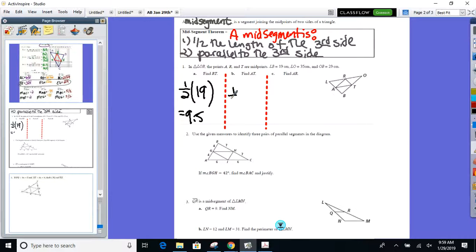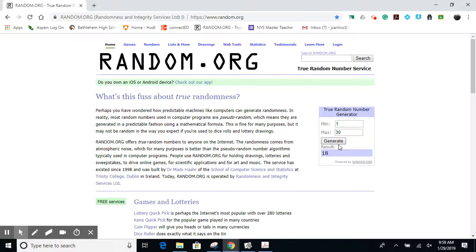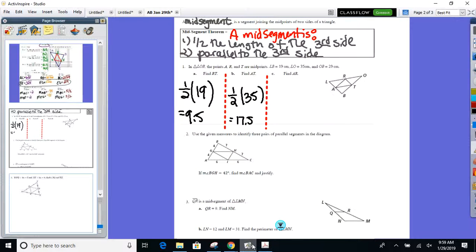LO. So now I'm going to take half of 35. Let's see how the math is on this one. 17.5. And finally, AR. What's the third side for AR? 18. What's the third side for AR? BO. And that's half of 29. So that'll be, what do we got there? 14.5.